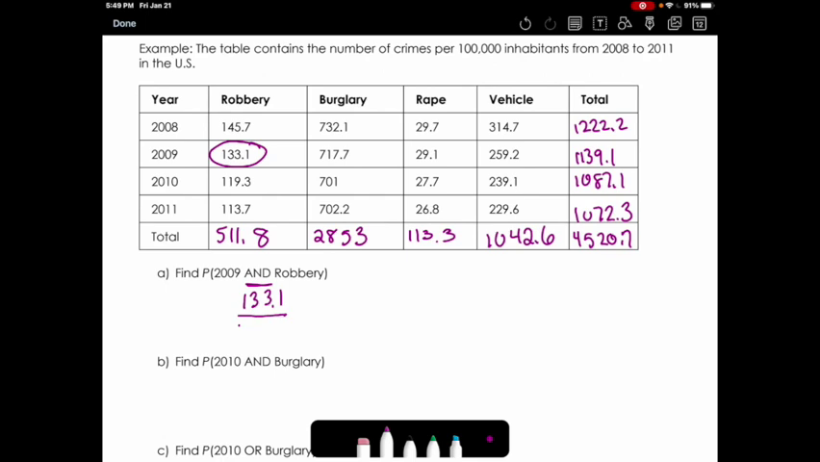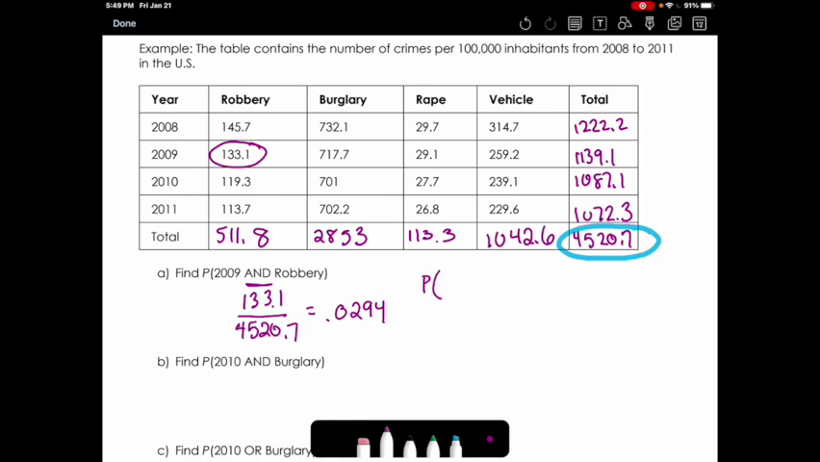So we would have 133.1 out of the total, which you can see down here when I added everything up ahead of time, was 4,520.7. When you put that in your calculator and you get an estimated decimal value, let's see, you would get 0.0294 when we round to 4 places.